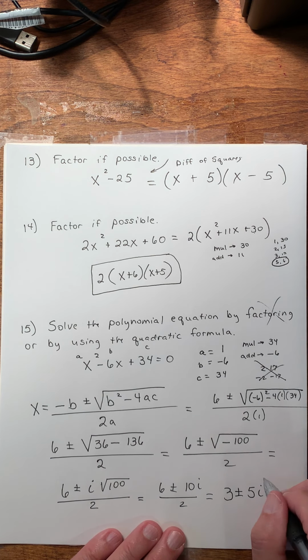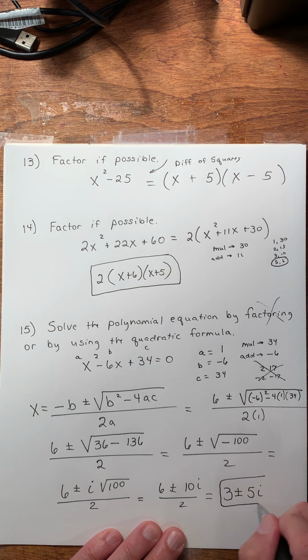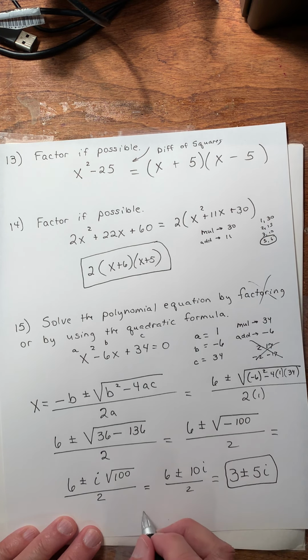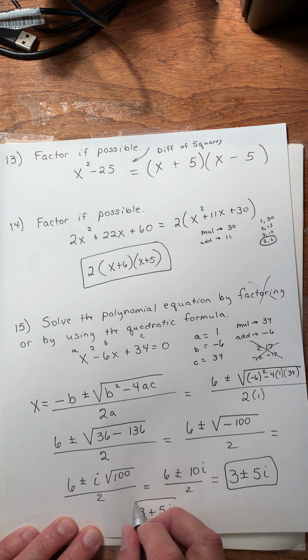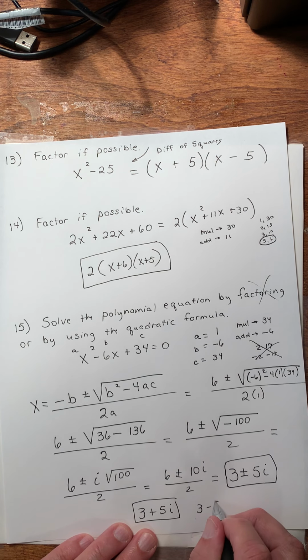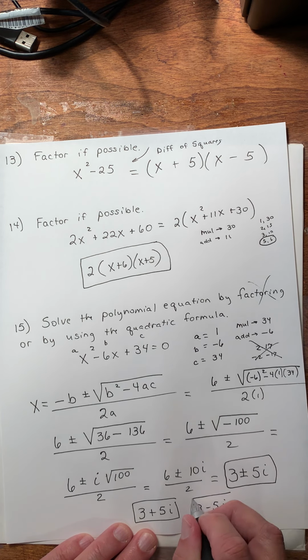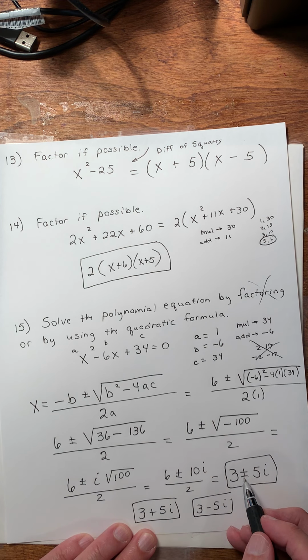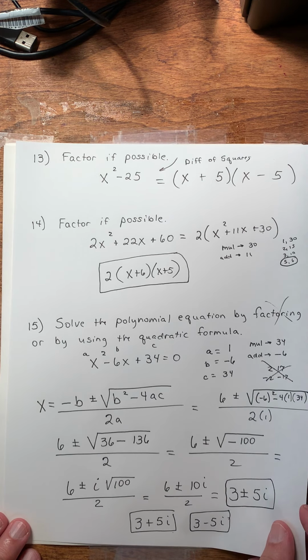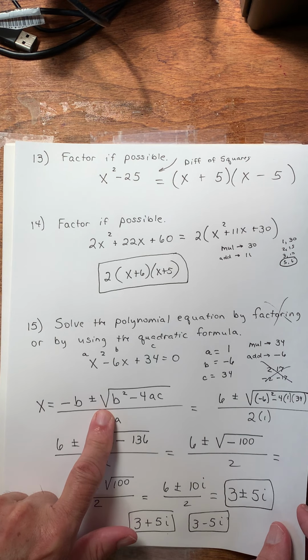And there's my solution. Now, I believe it's going to ask you to write 2 solutions. So I'm going to write 3 plus 5i as one solution and one blank. And I'm going to write 3 minus 5i in the other blank. I don't think it's going to give you a plus or minus option. All right, quadratic formula.